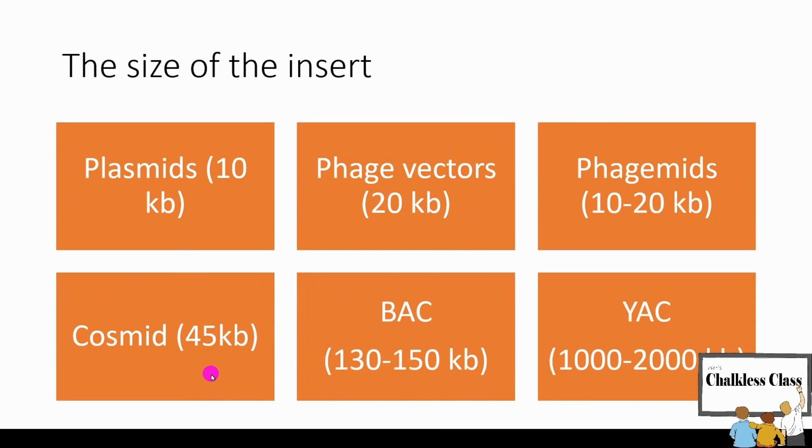Cosmids can transport 45 kb length sequences. Bacterial artificial chromosome can carry about 130 to 150 kb length DNA sequence. Yeast artificial chromosome can transport 1000 to 2000 kb length DNA sequences into the host. Which vector we have to use depends upon the size of the insert that we are going to transport and also its application purpose. So by considering these two factors, we select the suitable vector.